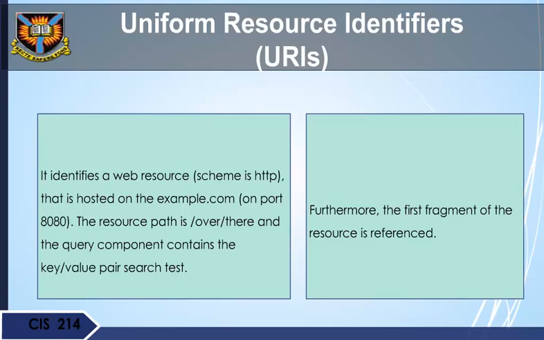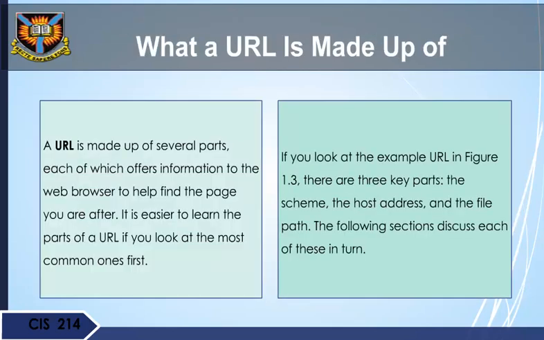It identifies a web resource. Scheme is HTTP that is hosted on the example.com on port 8080. The resource path is /over/dir and the query component contains the key/value pair search text. Furthermore, the first fragment of the resource is referenced.